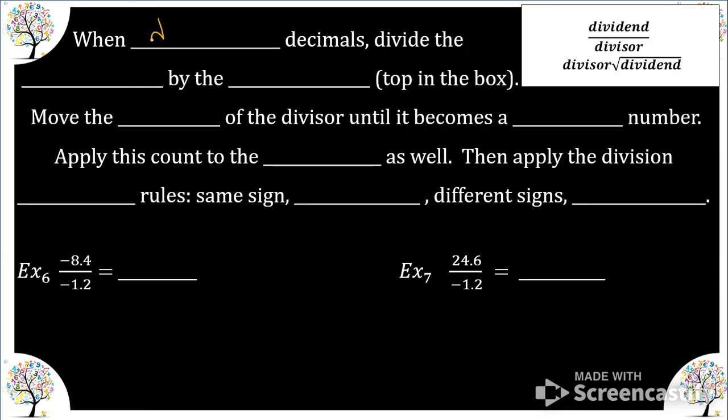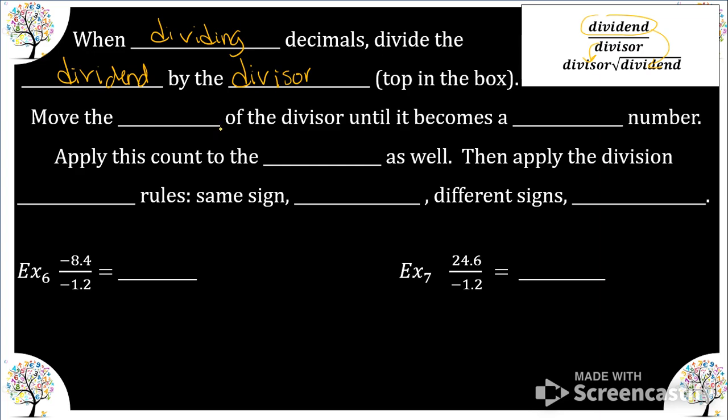Okay, now let's take a look at dividing decimals. So when dividing decimals, divide the dividend by the divisor. A little trick is to say top in the box, the top number goes inside the box. So the dividend is in the numerator and it comes inside the symbol. So this top number goes here and the divisor is on the outside.